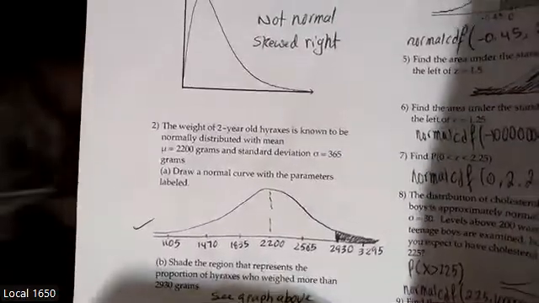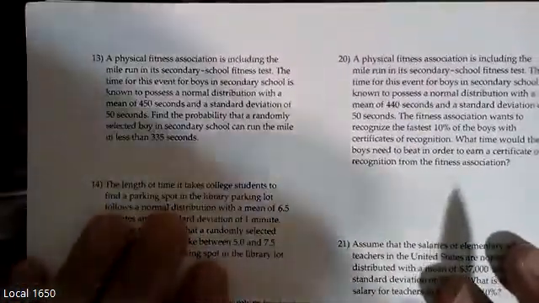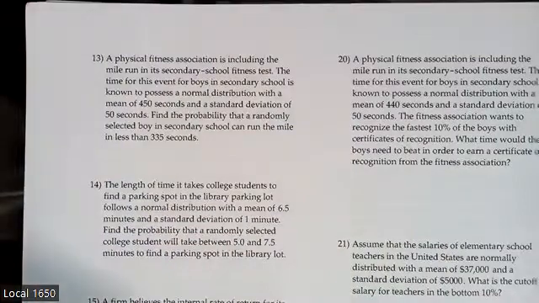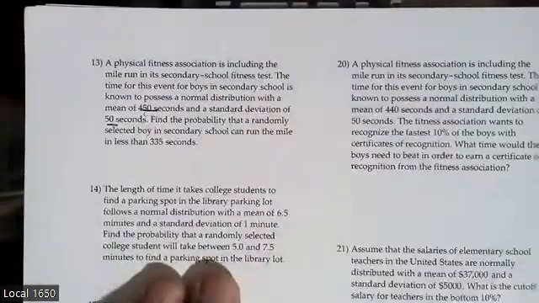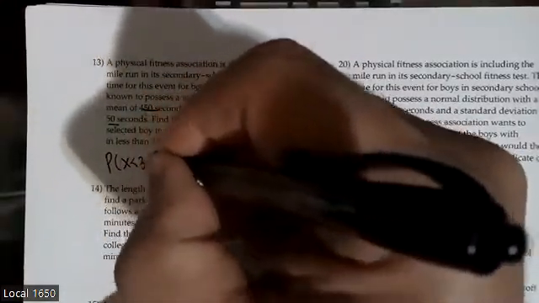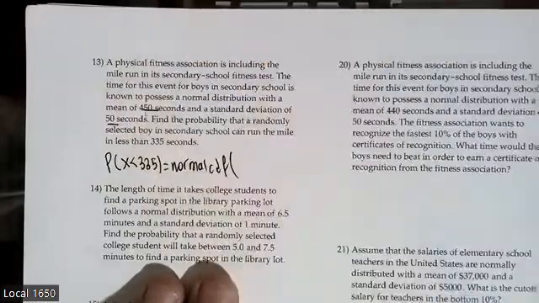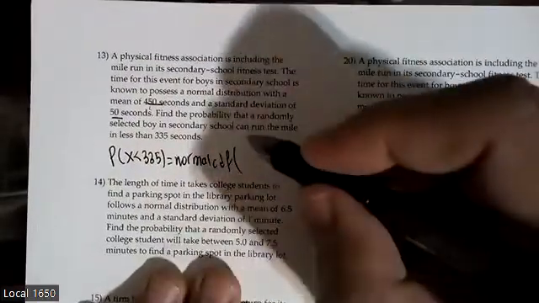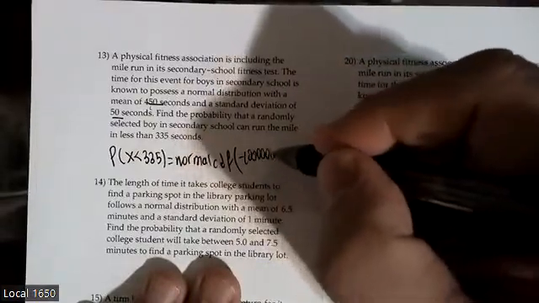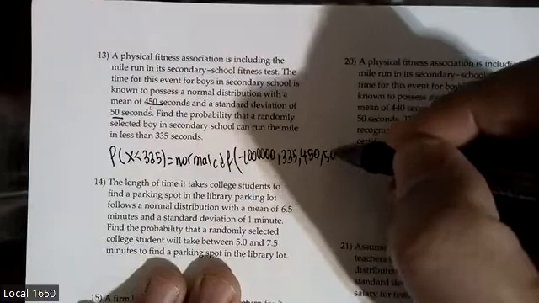Right, let's see. 13. A physical fitness association is including the mile run in its secondary school fitness. The time for this event for boys in secondary school is known to possess a normal distribution with mean of 450. Okay, so that's the mean, and that's the standard deviation 50. Find the probability that a selected boy can run the mile in less than 3:35. Here's how you show your work, guys. Okay, I'm not gonna sketch it again. So I want a student to tell me what would be the 4 arguments. So what's negative 1 million? We agreed on that. And then the 3:35, and then the 450, guys, and then the 50, and you get the answer.